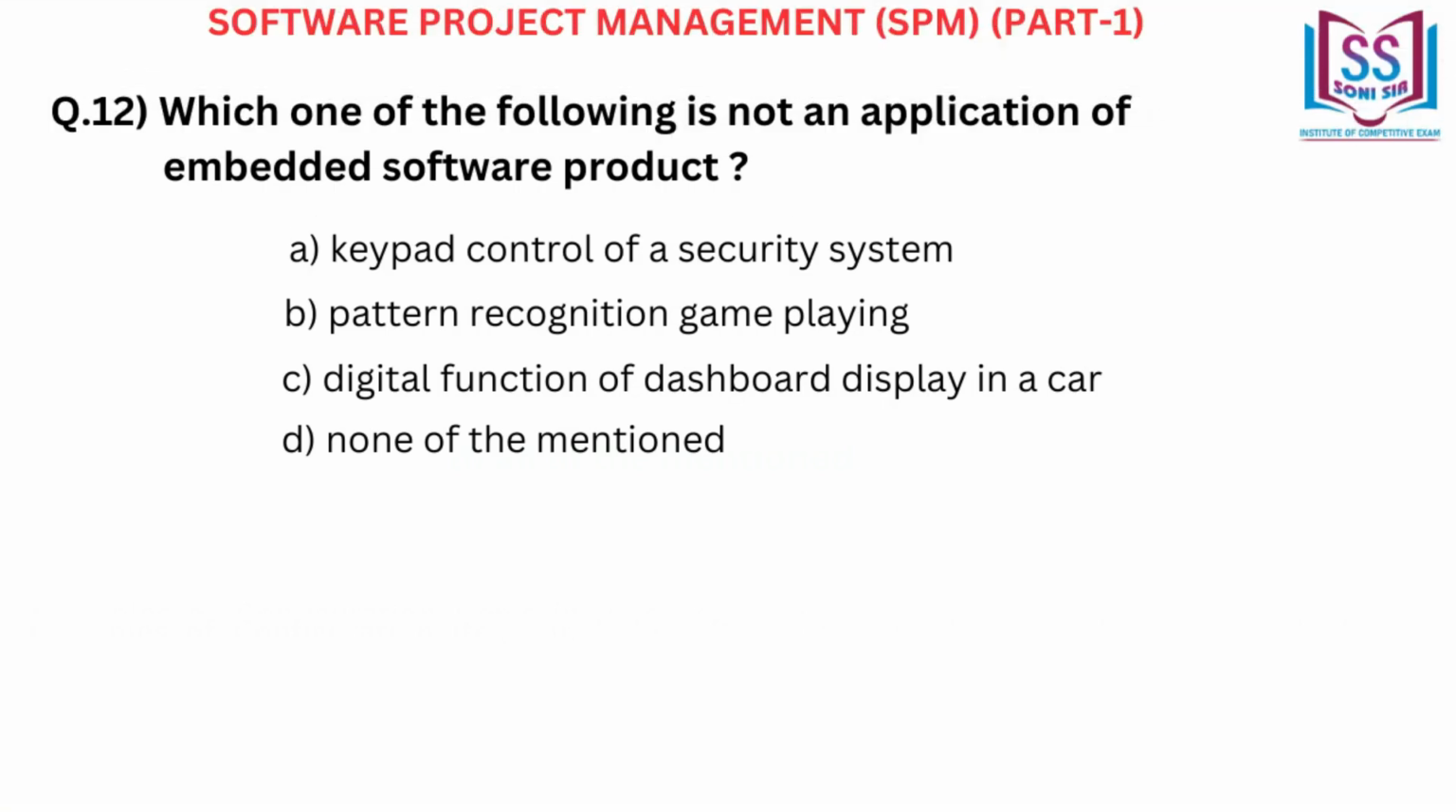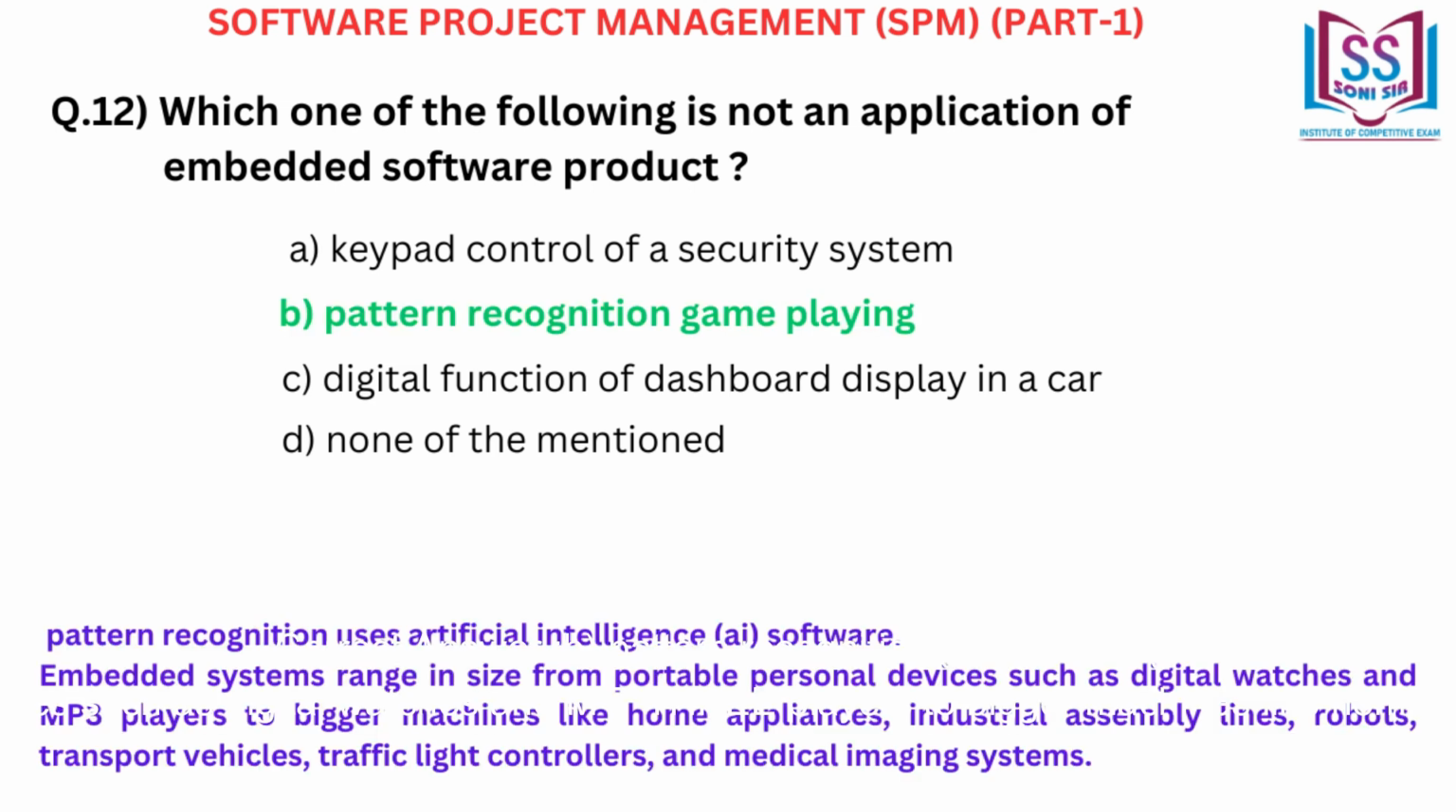Which one of the following is not an application of embedded software product? A. Keypad control of a security system. B. Pattern recognition game playing. C. Digital function of dashboard display in a car. D. None of the mentioned. Correct answer B. Pattern recognition game playing. Pattern recognition uses artificial intelligence software.